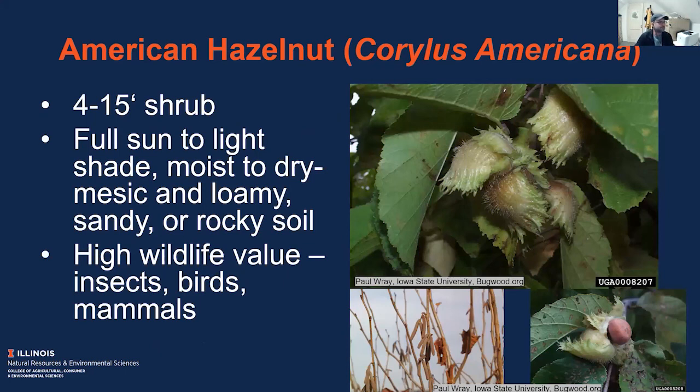Another one, up next we have the American hazelnut. It's another really cool plant. This one is 4 to 15 feet tall, prefers full sun to light shade, moist to dry, mesic, loamy, sandy, or rocky soil. It's pretty adaptable. And this one has a super high wildlife value to a whole suite of species. It has these nuts, the hazelnuts, but then it also has these catkins that are kind of forming now, and they'll hang on over the winter. It's one of their reproductive structures. And that can actually serve as a food source in addition to the nuts.